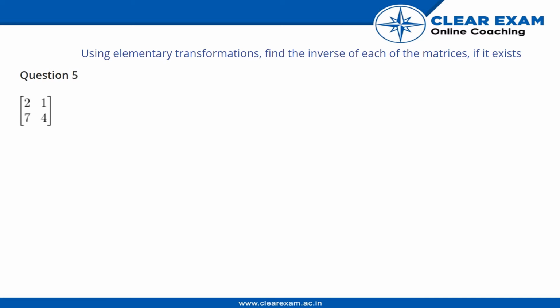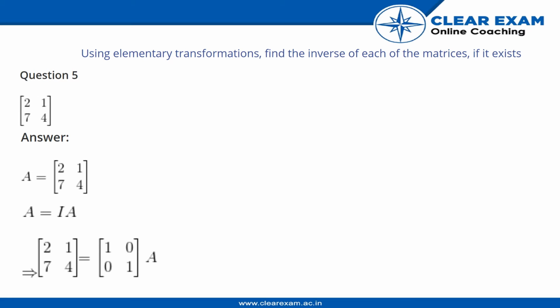Question 5: Using elementary transformations, find the inverse of each of the matrices, if it exists, in exercises 1 to 17. The given matrix is [2, 1; 7, 4]. The answer: A is equal to [2, 1; 7, 4]. A is equal to IA. This implies [2, 1; 7, 4] is equal to [1, 0; 0, 1] into A.